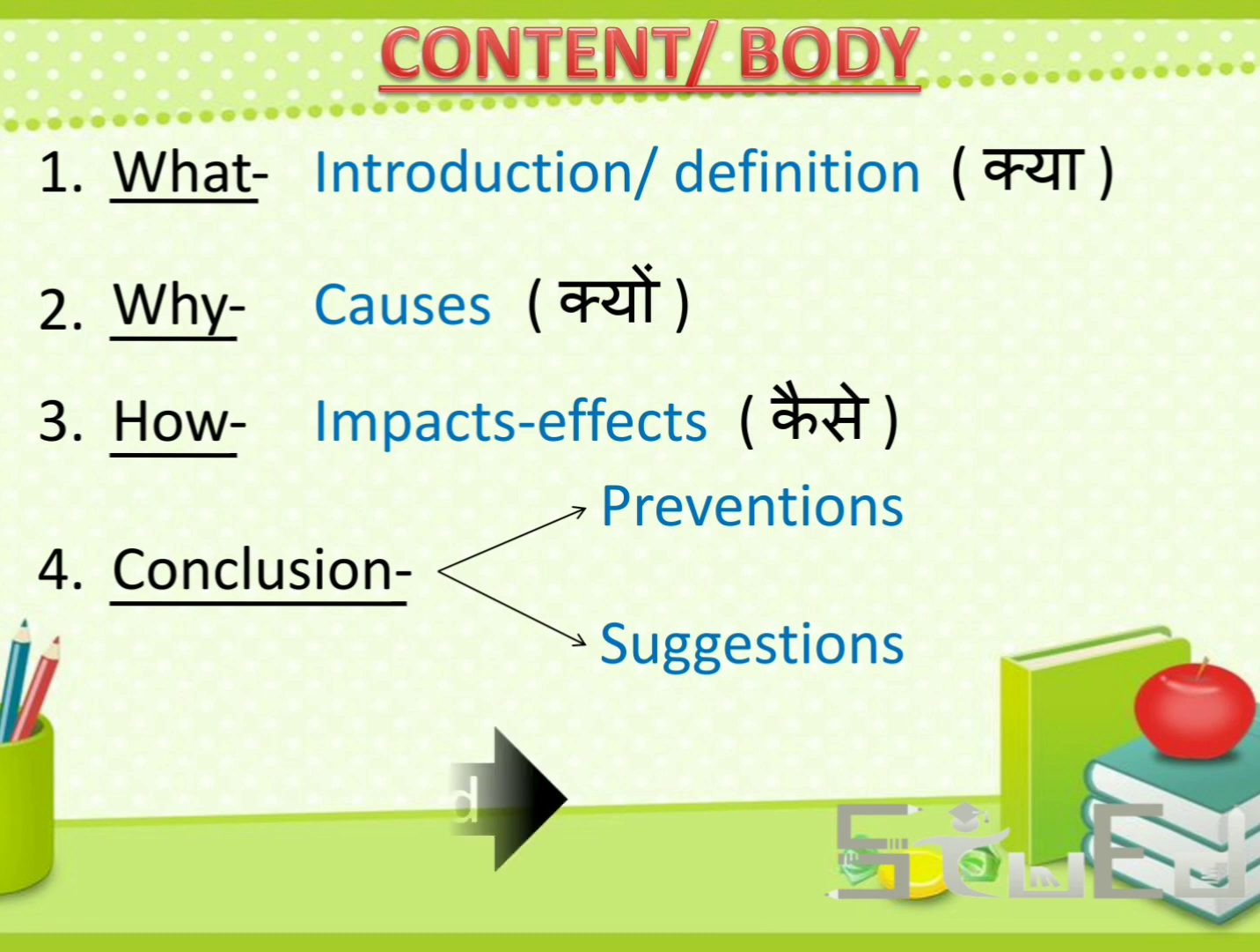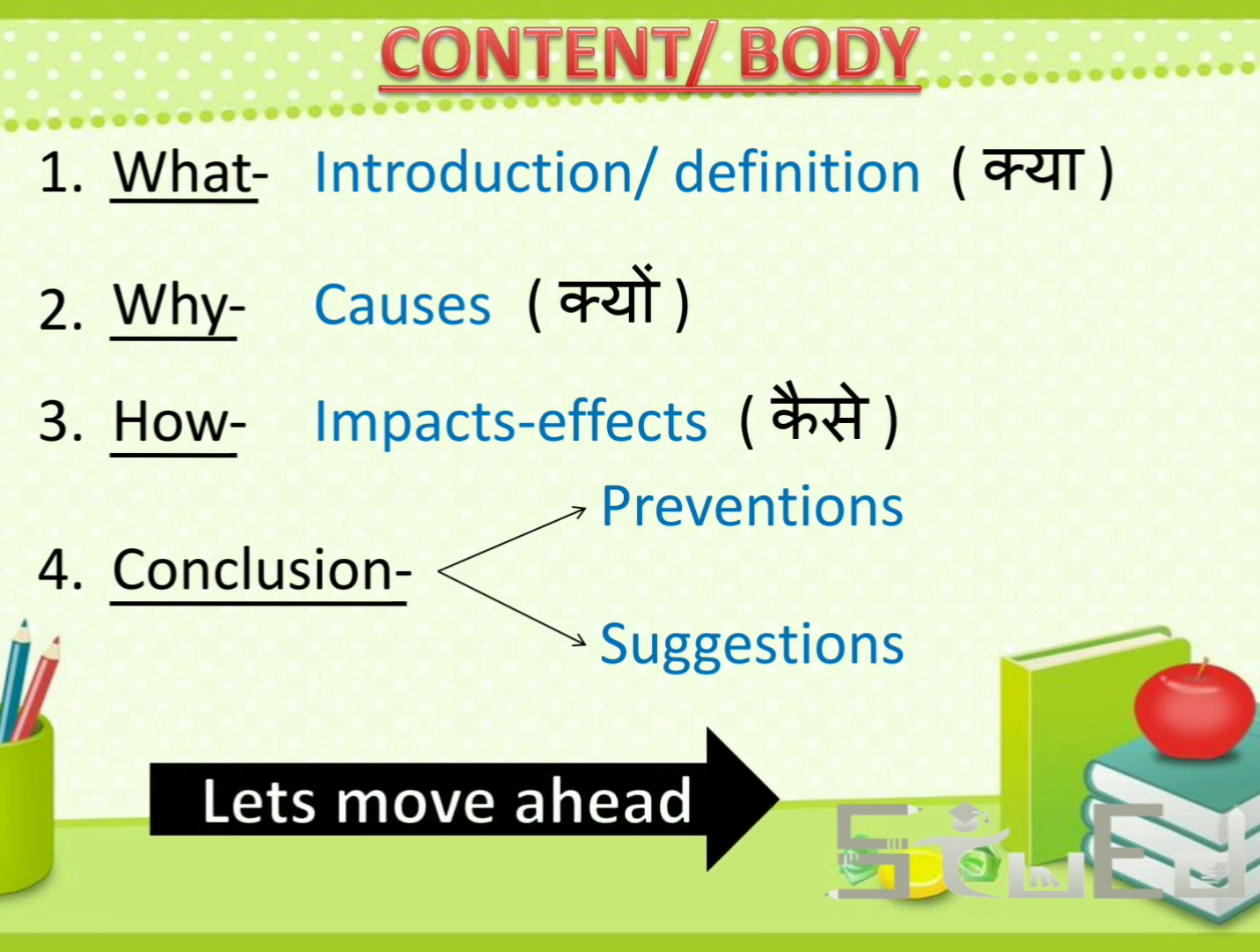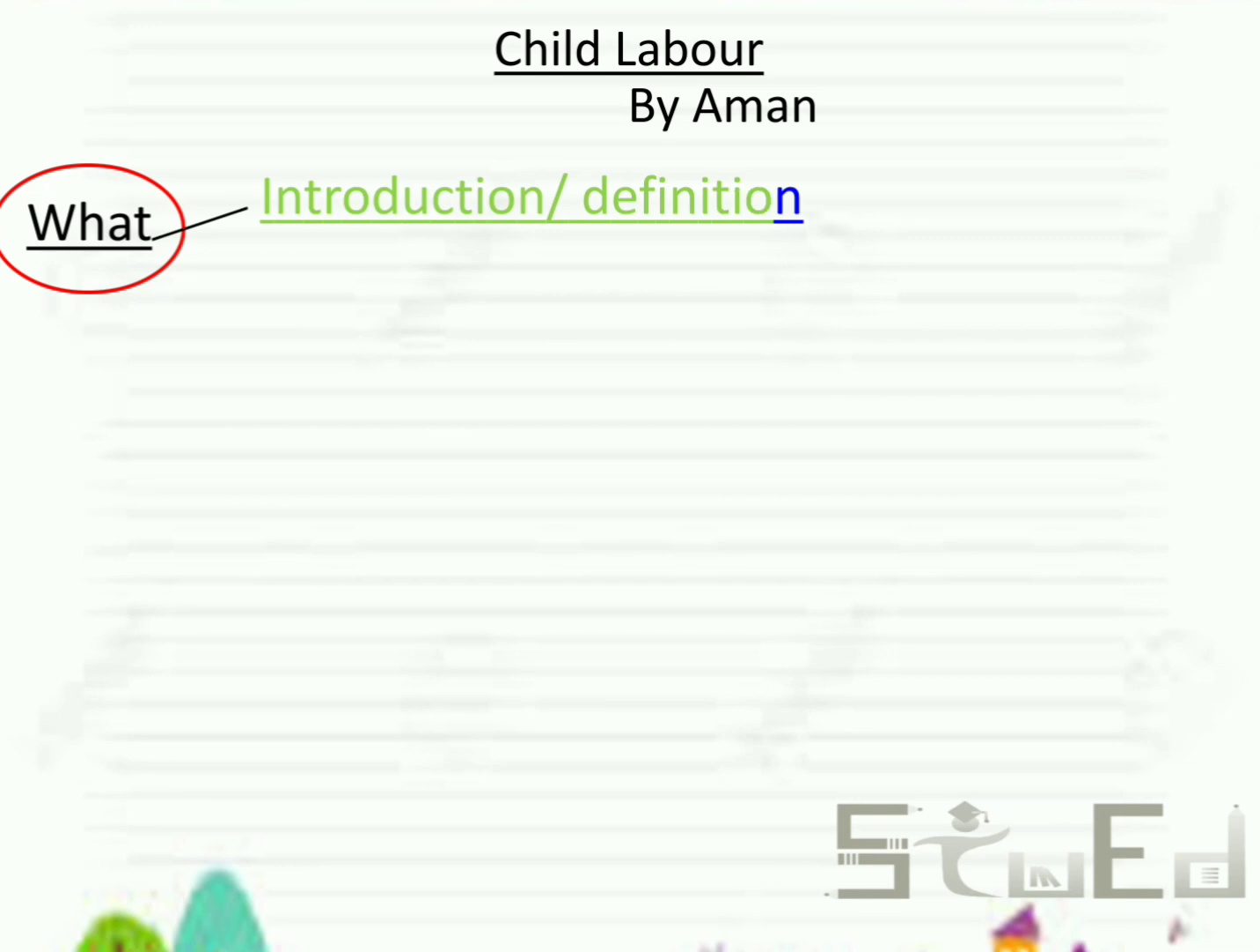Now let's move ahead. Now I'm going to explain each and every paragraph with the help of an example. Alright, so you will understand it in a better way. Now let's take an example, say child labor. It's a very basic topic. Okay, so I have written child labor at the top, and then we can say by Aman for example. Now coming to the body. First we have to write what. That includes introduction or the definition. So here we are going to write what child labor is. So child labor is a social evil.